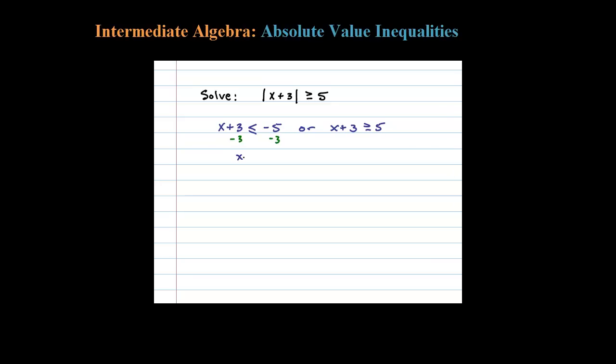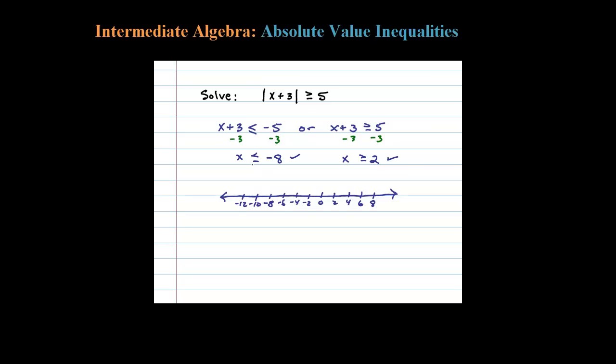Here, subtracting 3, all the numbers less than or equal to negative 8 will solve the original, or when we subtract 3 there, x is greater than or equal to 2. So here's two intervals. Let's go ahead and graph those on a number line.